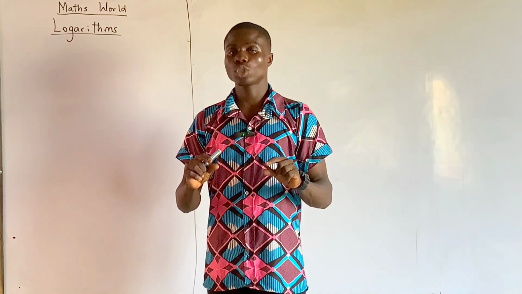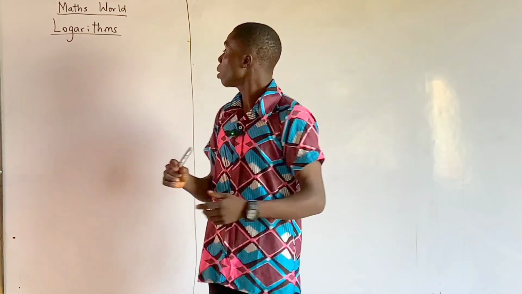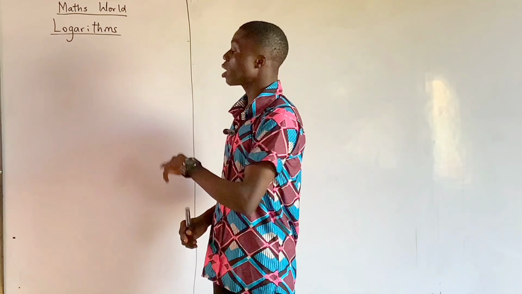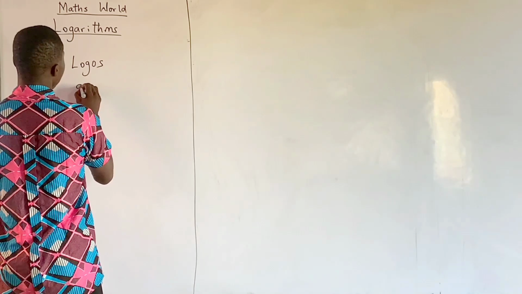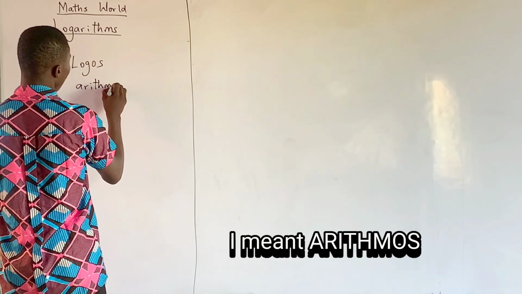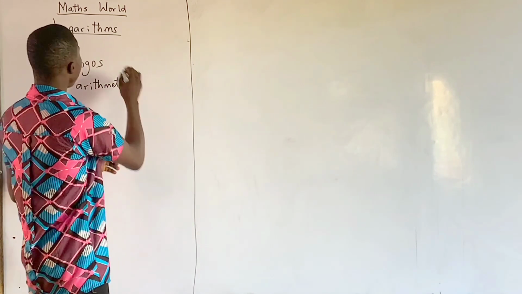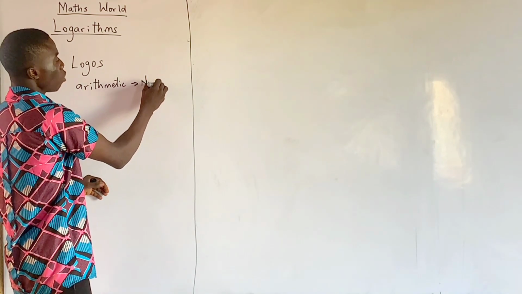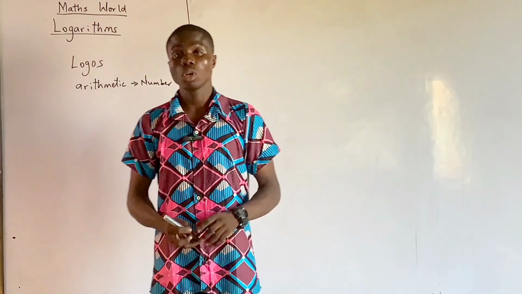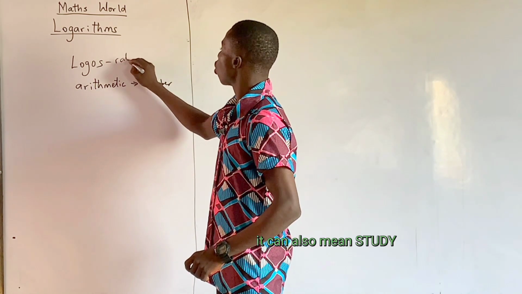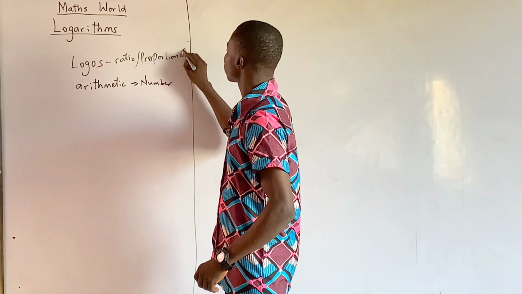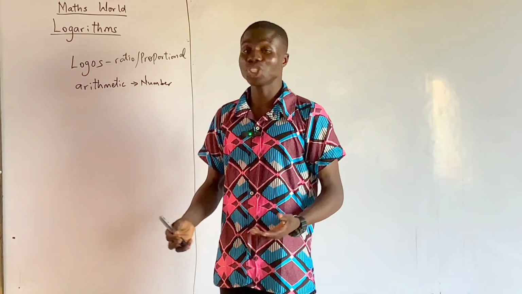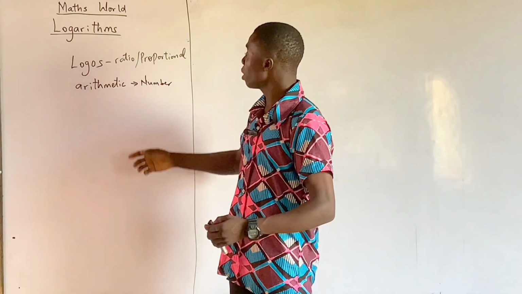What do we mean by logarithms? It has a dictionary meaning, but let me tell you the etymology of these logarithms. The word comes from two Greek words, logos and arithmos. We all know that arithmetic means number itself, but logos can mean anything. Here it means ratio or proportion. The Scottish mathematician John Napier is the one that brought this out.